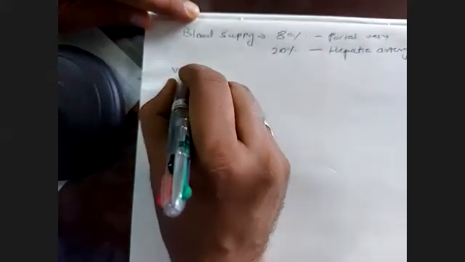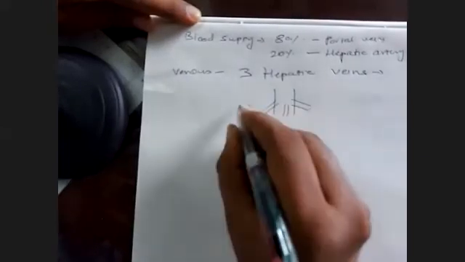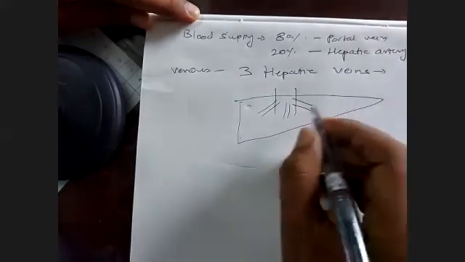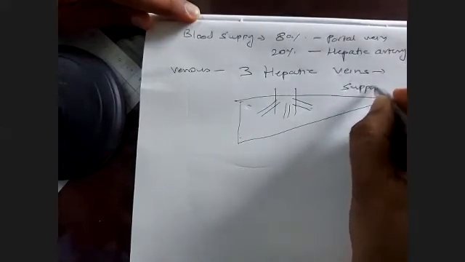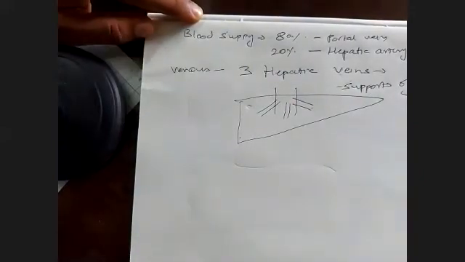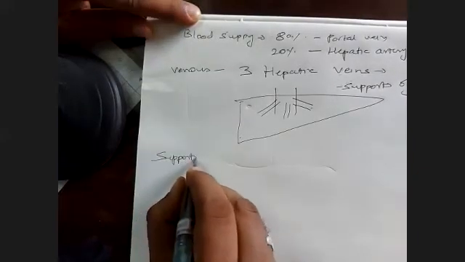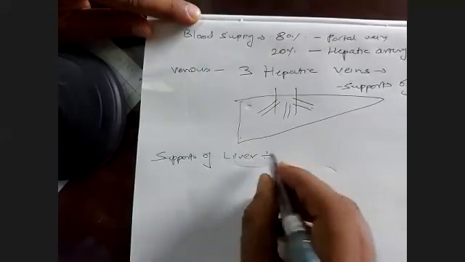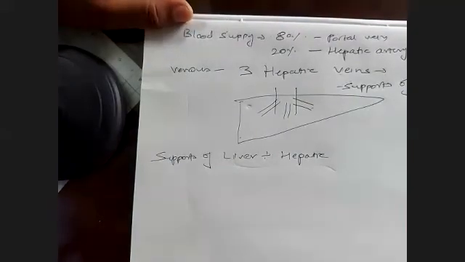Venous drainage. There are 3 hepatic veins. Suppose this is the IVC, they open like this. These 3 hepatic veins are not only the venous drainage, but they are the main supports of the liver. When we talk about the supports of the liver, the supports of the liver are the hepatic veins. In the exam, don't talk about the falciform ligament and don't talk about ligamentum teres.